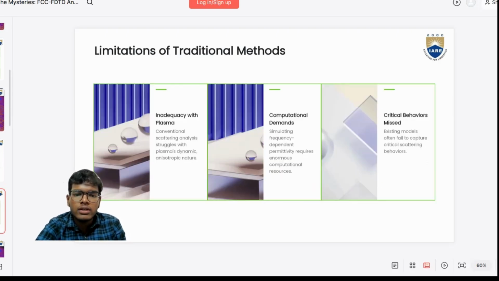Literature review. Several previous studies have investigated electromagnetic scattering from a coated object. Researchers have analyzed plasma layers around different shapes, including spheres and cylinders, to understand their effect on radar cross sections. However, many earlier works relied on simplified computational models or traditional grid systems. This creates a gap in terms of high accuracy simulation using advanced grid structures such as the FCC grid.